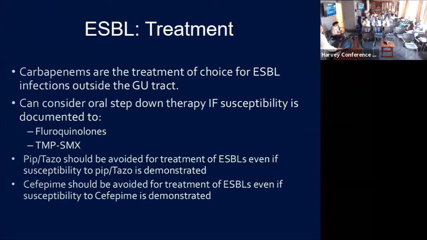They do recommend, though, that if you start them on a carbapenem and it's a urinary source, this patient had basically a UTI as well as a bloodstream infection, then you can actually consider de-escalation to oral fluoroquinolones if it's sensitive, of course, okay? But I think the point is that your initial treatment for a bloodstream infection due to an ESBL should always be a carbapenem. And it's recommended not to use piptazo, not to use cefepime, even if it's sensitive. That's really the bottom line. So for ESBLs, use a carbapenem. All right.